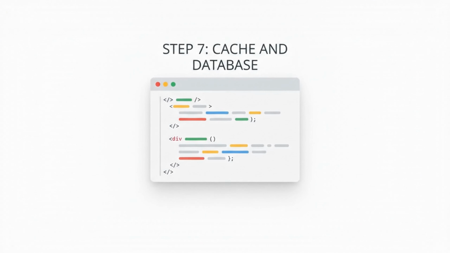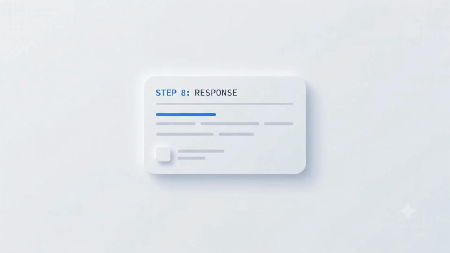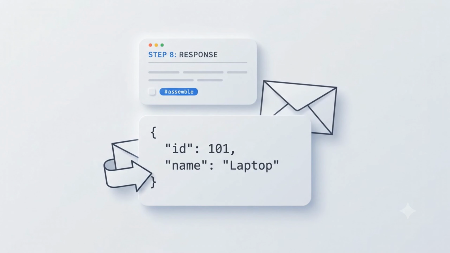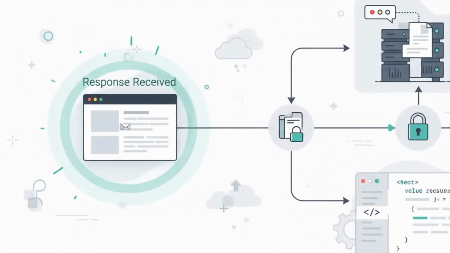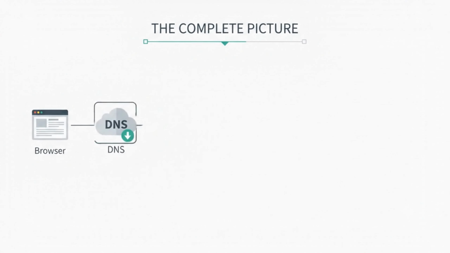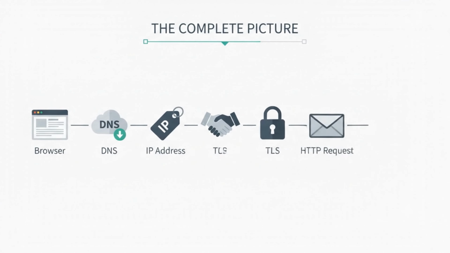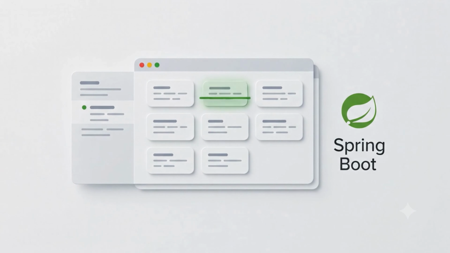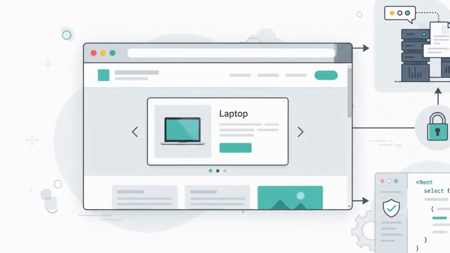Step 7 is cache and database. Now the application might need some data. Step 8 is the response. The application builds an HTTP response, something like JSON, and this response travels all the way back through the system to the browser, and the browser uses it to render the page. The complete picture is: browser, DNS, IP address, TCP, TLS, HTTP request goes to the load balancer, moves to the application server, finds the controller, serves, then the HTTP response is generated, and the browser gets that response.